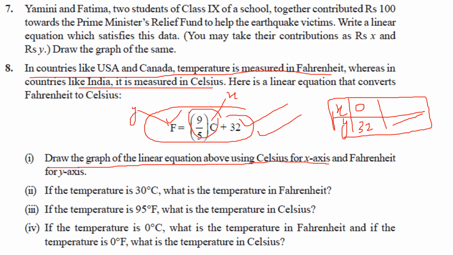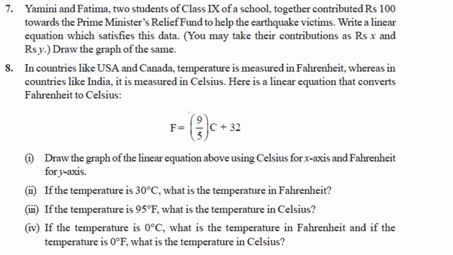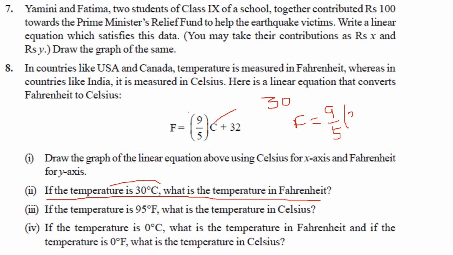Now what they are saying in the second part: if temperature is 30 degrees Celsius, what is the temperature in Fahrenheit? Simple. Temperature is 30 degrees Celsius means this value is given to you. How much? 30. Just put this value. So F is equal to 9 upon 5 times 30 plus 32. Now solve this. 5 sixes are 30, 9 sixes are 54, plus 32, and when you add you will get the answer.